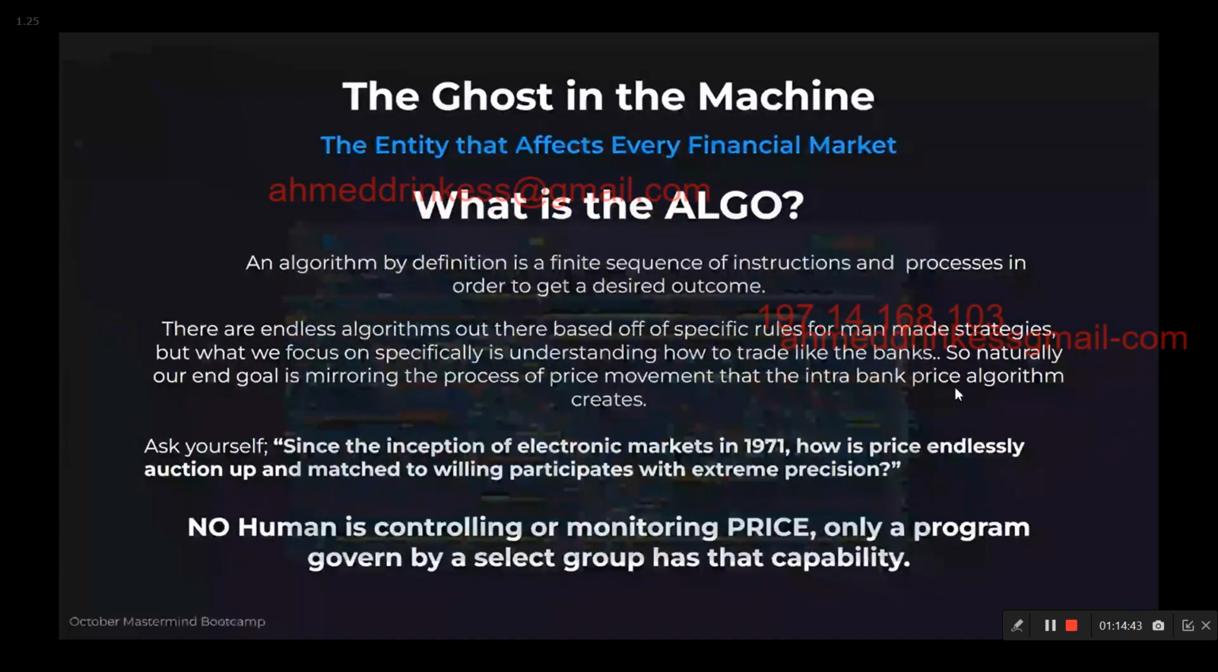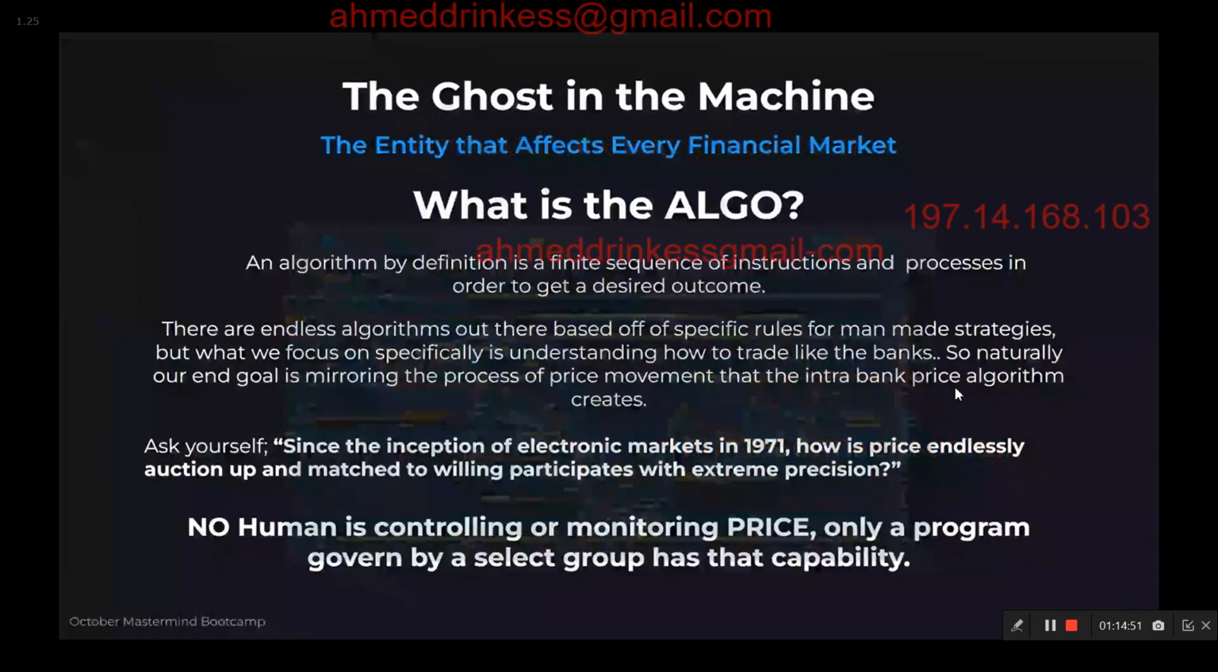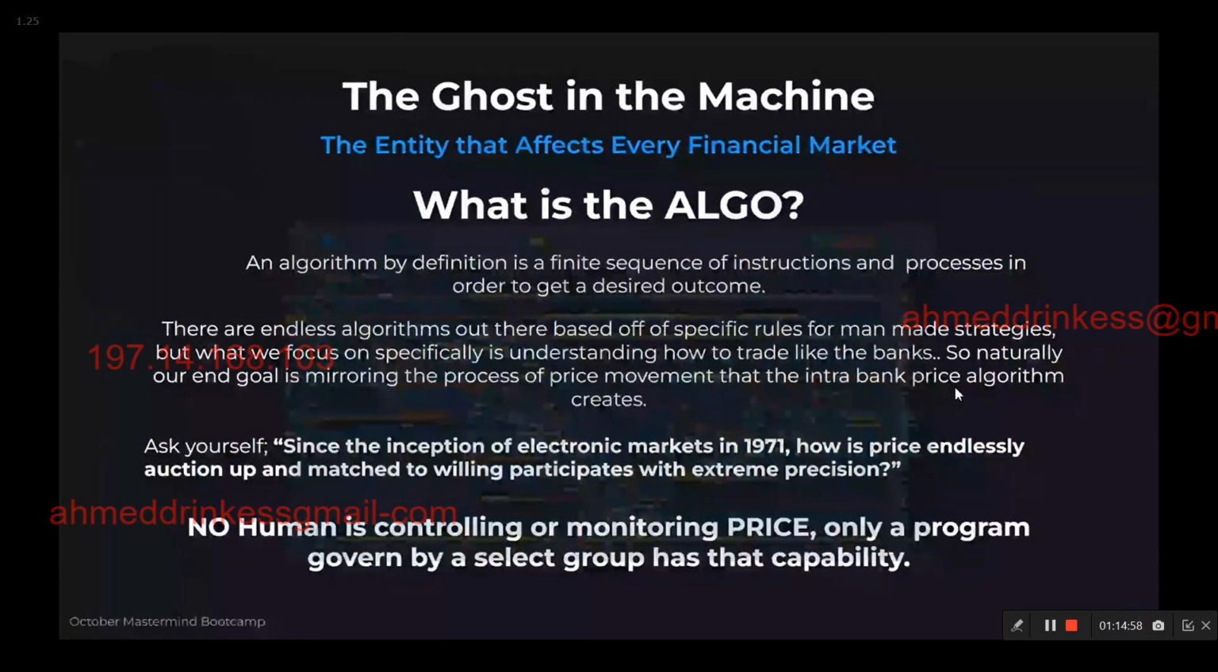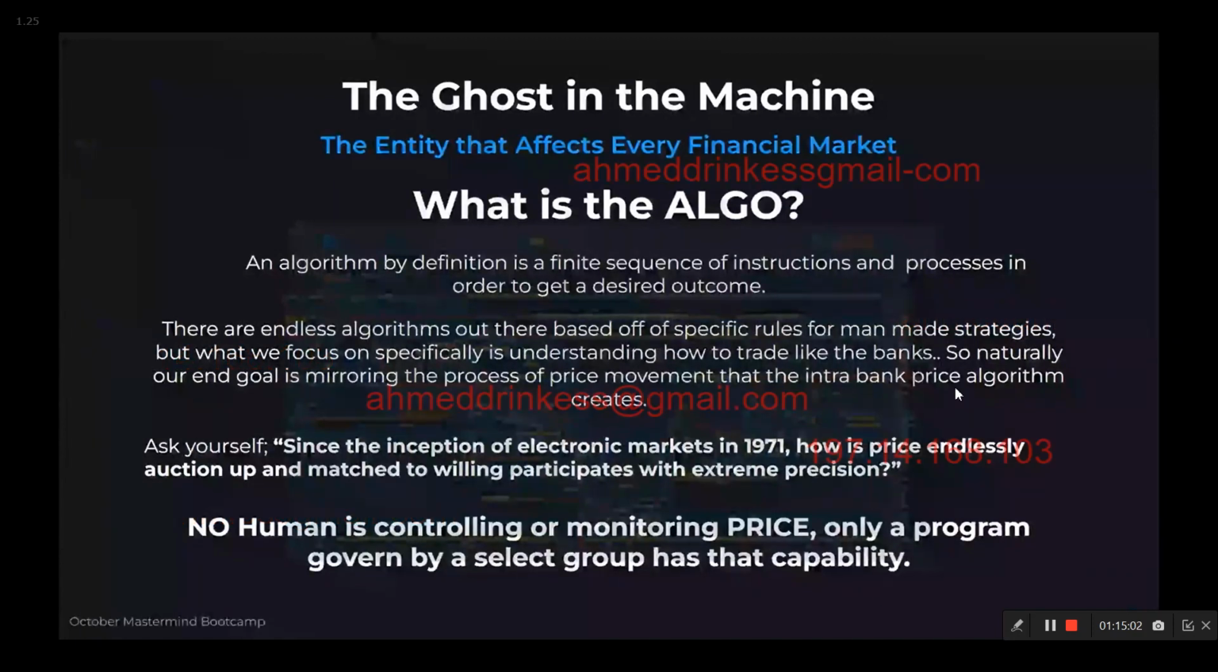How is price endlessly auctioning up and matched to willingly participate with extreme precision? What actually allows any of us, for that matter, to enter and execute trades whenever we wish? It's not like we're in the stock market and we have to wait for someone to sell their position before we're able to buy it, or vice versa. You're going to have a buyer before you can sell your position.